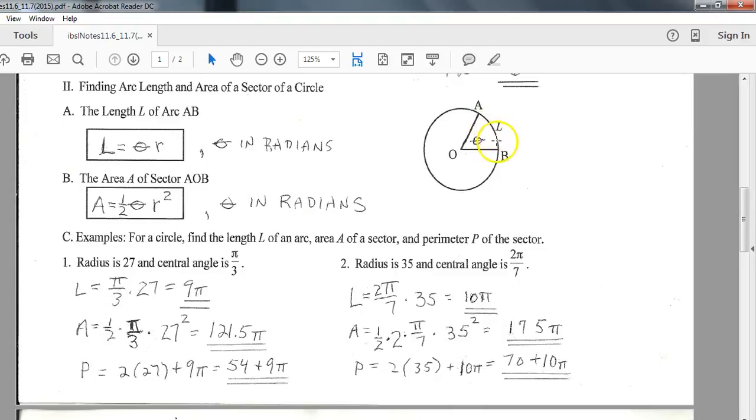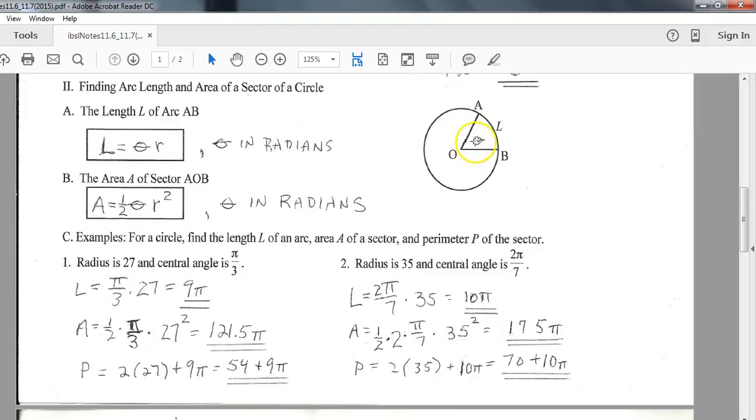If you were to stretch that out straight and measure it, that's what we have for the length of that arc. Simple formula for that, it's the angle times the radius. Notice that we are in radians for this, so this is where you've got to be careful that your calculator is in the right mode.